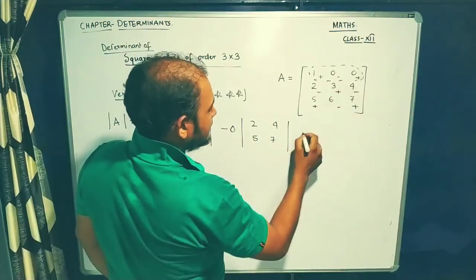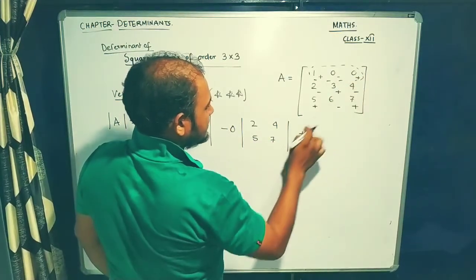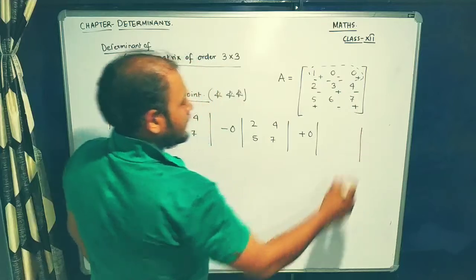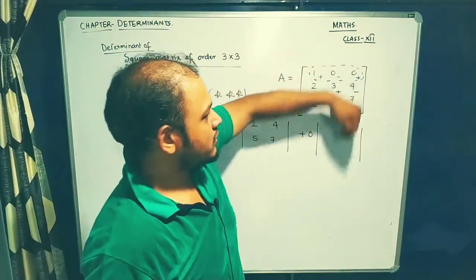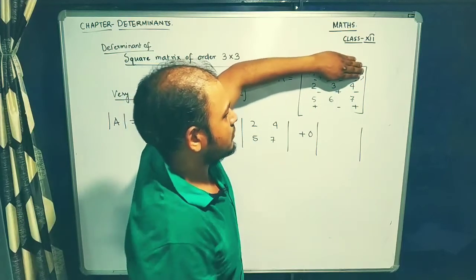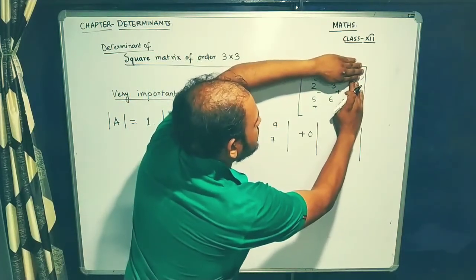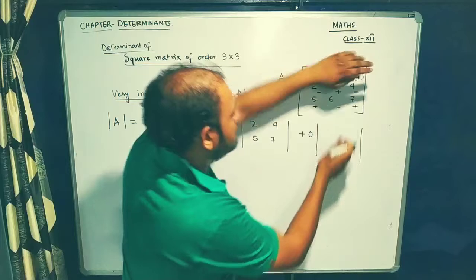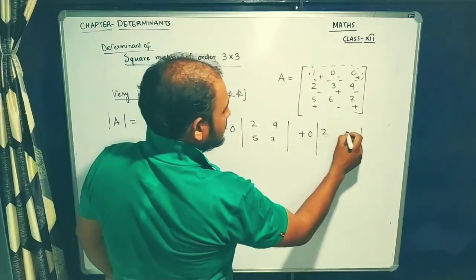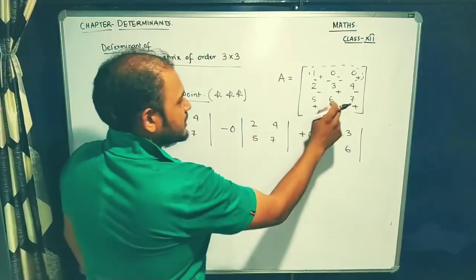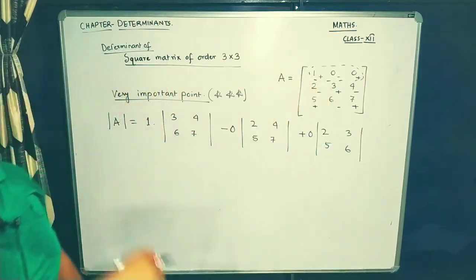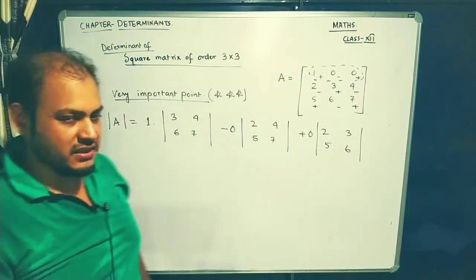Then the third element is plus 0. The plus sign is there, so plus. And then hide the row and column. 0 belongs to the first row, third column, so hide the first row and the third column. Which numbers do you see? Do you see these 4 numbers? Place them here. And this is nothing but the determinant of this matrix.